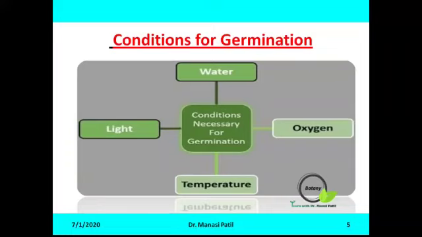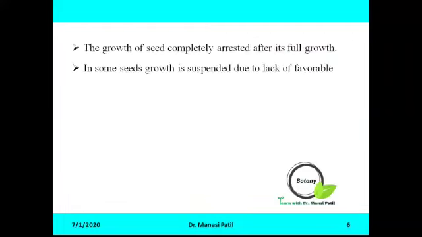Only a few species of plants have seeds which need light to begin germination. But most seeds do require light. Once the cotyledons or plumule are above the ground, light is essential for photosynthesis. The growth of the seed is completely arrested after full growth. In some seeds, growth is suspended due to lack of favorable environmental conditions such as water, temperature, oxygen, light, etc.